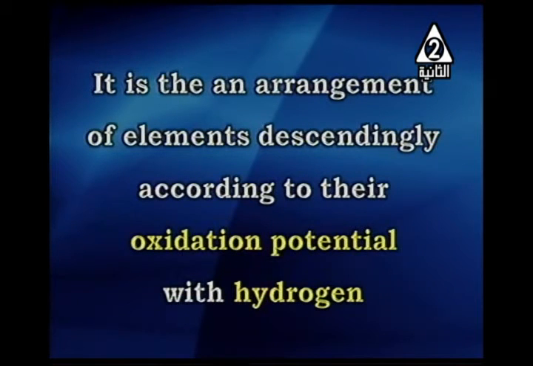This is electrodes. It's an arrangement of elements descendingly. Concentrate with me. Descendingly means from the strongest one, or the highest one, to the lowest one, according to their oxidation potential with the hydrogen. Oxidation potential means the amount of voltage produced from the oxidation reaction, or from losing electrons. So we have one method to make measurement of each one of them. Arrangement of elements descendingly according to their oxidation potential with hydrogen.